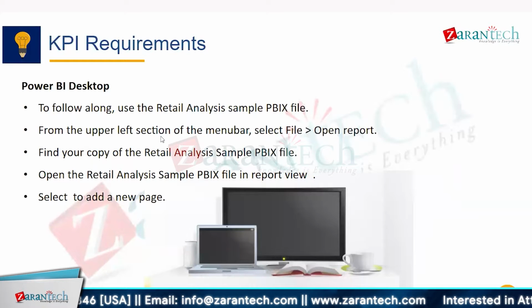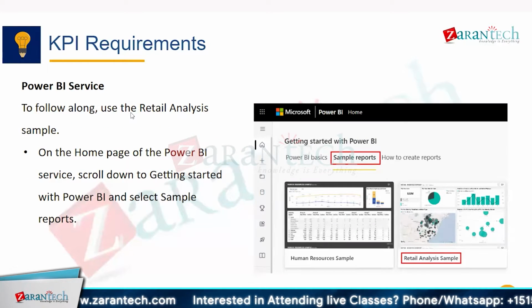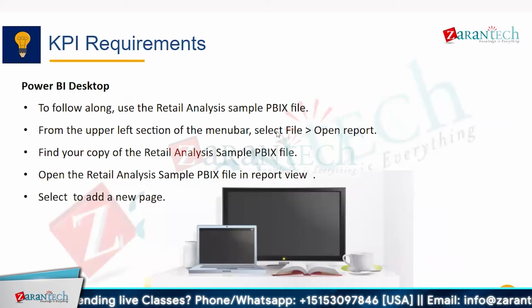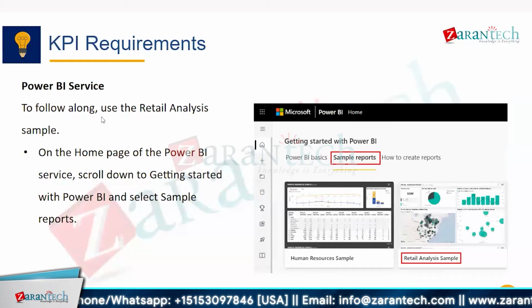Now, the requirements. There are some requirements, obviously, right? When you do something, obviously there come some requirements on how to work and what things are needed. So let's see what is there. Let's follow along. Okay. So in Power BI Desktop, to follow along, use the retail analysis sample PBIX file. From the upper left section of the menu bar, select File, Open report. So let's see how to do this. Let's try one by one.